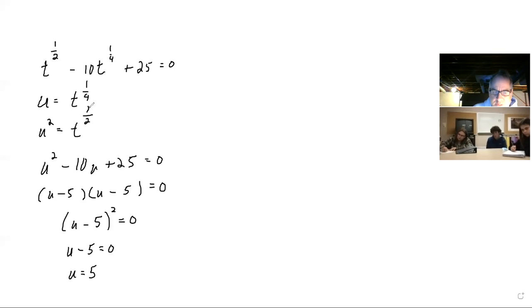Now, you're looking for solutions not of u, but for t. So go back to the beginning. I had let u be t to the 1/4. So I'm going to put back in for u, t to the 1/4 equals 5. So at this point, how do I undo this to get just t by itself? I would have to raise both sides to a power of 4 in this case.